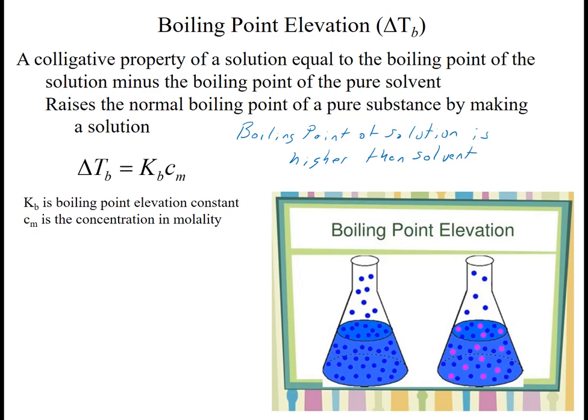And so basically, this is the change in boiling point, so it's the boiling point of the solution minus the boiling point of the pure solvent. And so it raises the normal boiling point of a pure solution by making a solution. So the formula is delta, or change in the boiling point, TB, is equal to KB, that's a constant that's solvent dependent, will be given to you, times Cm. So instead of using small case m versus large M, Cm is the concentration in molality.